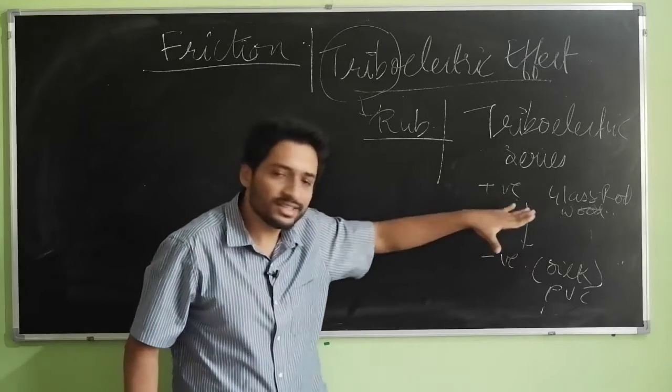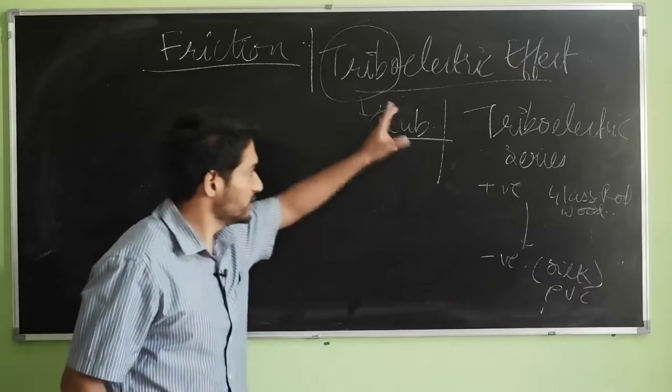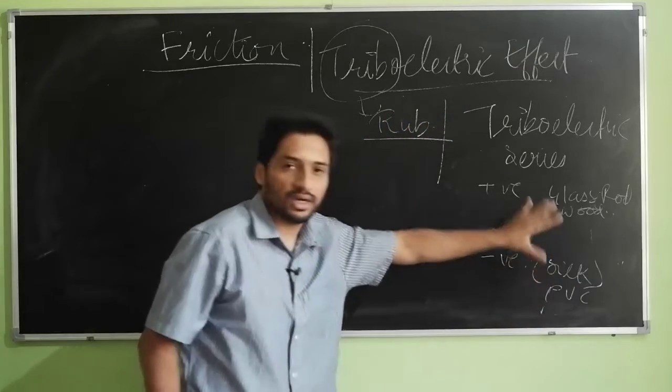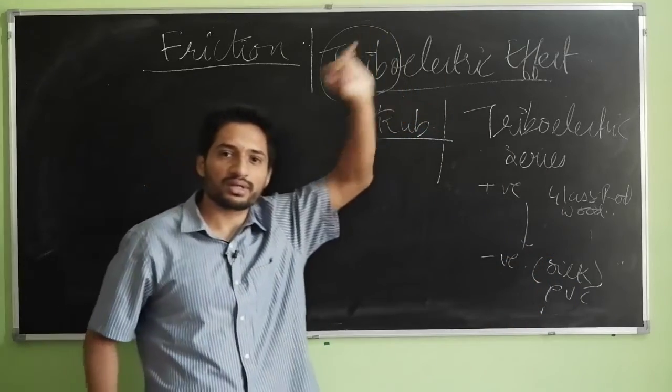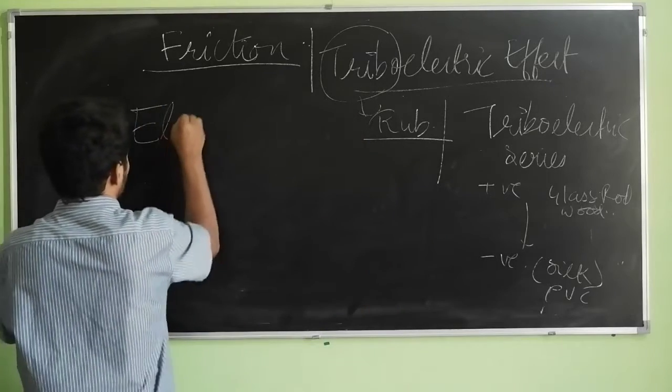So these things can easily lose electrons, and these things can easily gain electrons. So this is what is known as the triboelectric series. Remember the triboelectric effect and the triboelectric series. And just for your information, just remember this term.